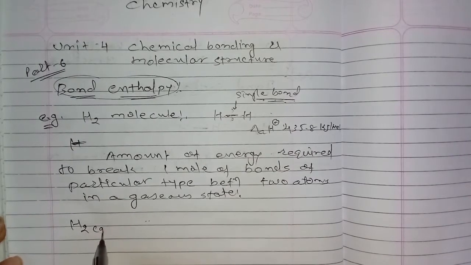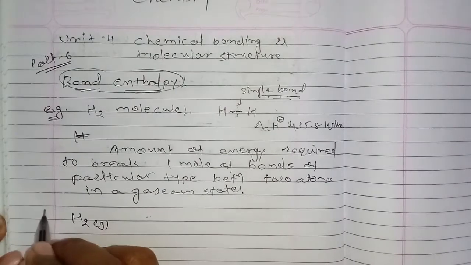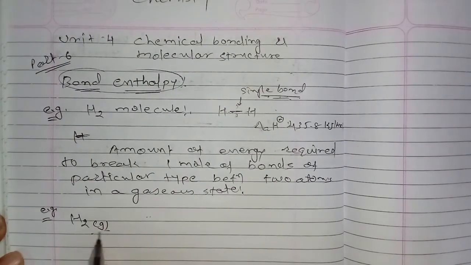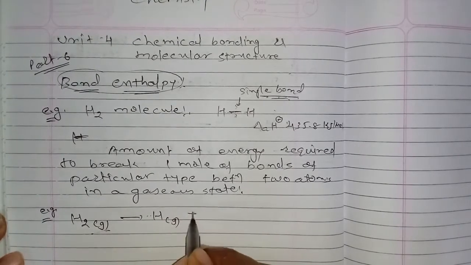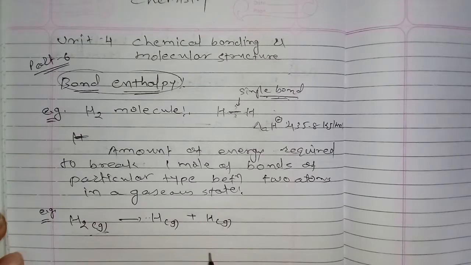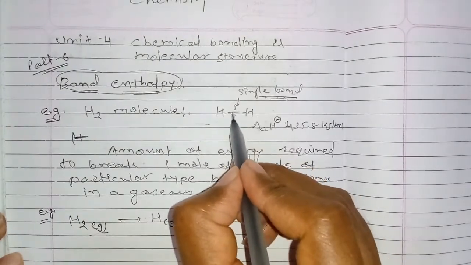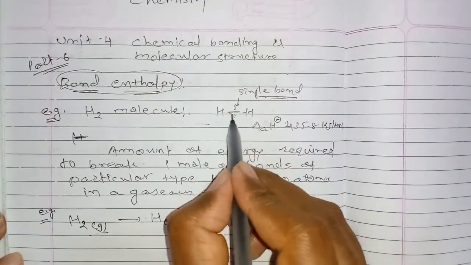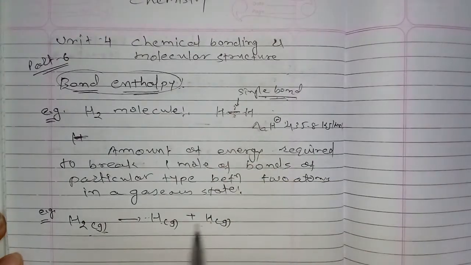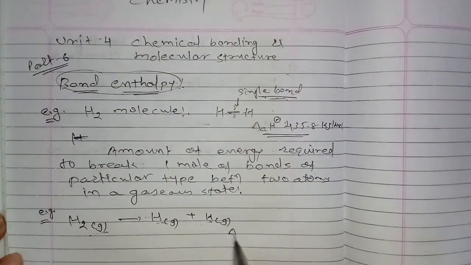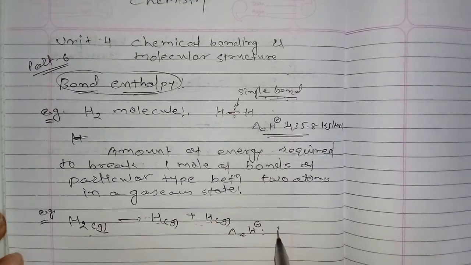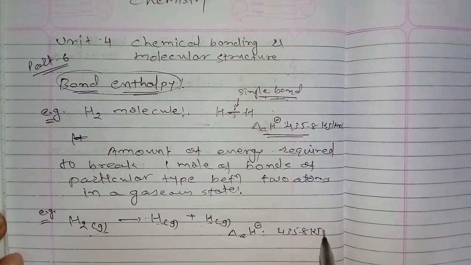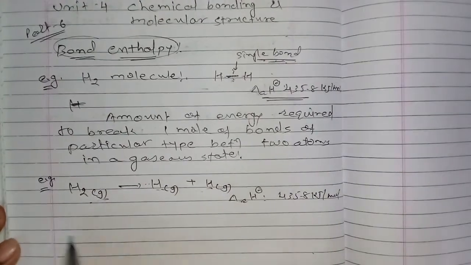Here the hydrogen molecule is in a gaseous state. There is breaking of the single bond, giving 2 hydrogen atoms. Its bond enthalpy value is 435.8 kilojoule per mole.